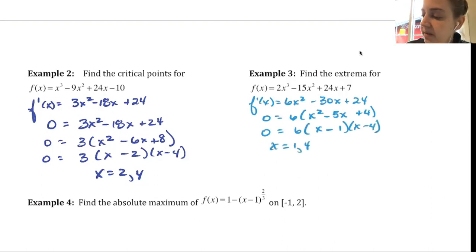Now, on the previous problem, these were critical points. On example 3, I want to know which is the max and which is the min. We're going to have 2 other ways to solve this later. But what I would like you to do right now is find f of 1 and find f of 4. For now, that'll tell you which one is higher and which one is lower. So if I put a 1 in for x, I've got negative 13 plus 24 is 11 plus 7, 18. I hope my math is right. And f of 4, oh goodness, I can't do that on my own.